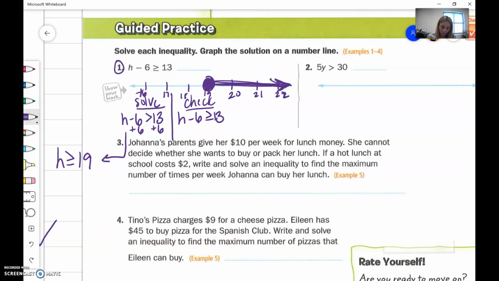So now I'm going to check it. I'm going to replace my h with one of these numbers. So I'm going to go ahead and just pick 20. 20 minus 6, and I'm just arrowing over because I don't have enough room. 20 minus 6 is greater than or equal to 13. So 20 minus 6 I know is 14. Greater than or equal to 13. Is 14 greater than or equal to 13? Yes, it is. We have done it correctly.